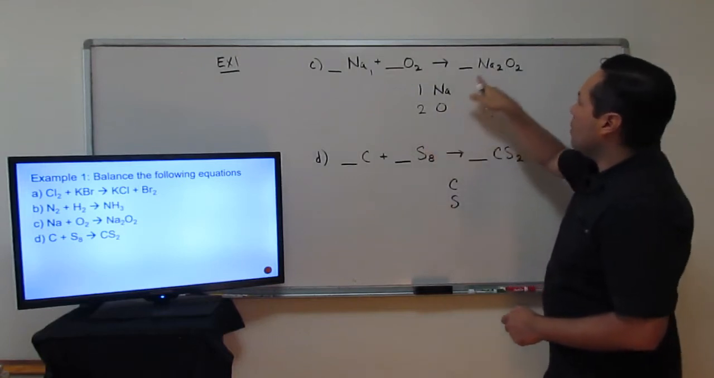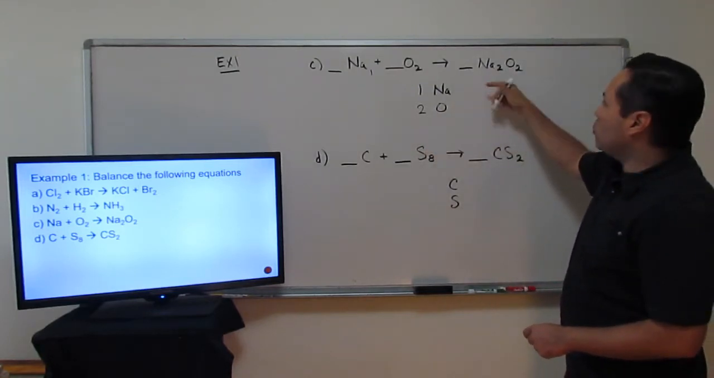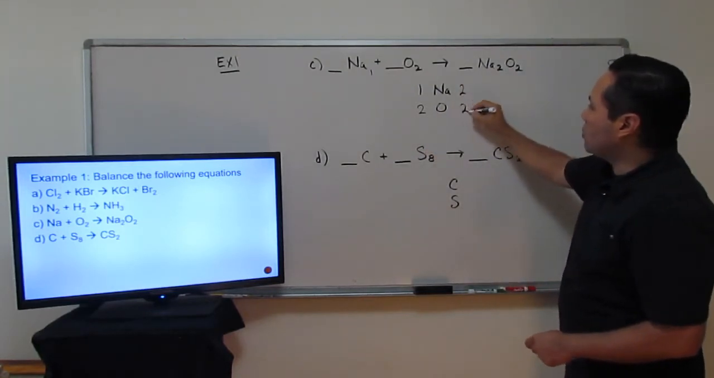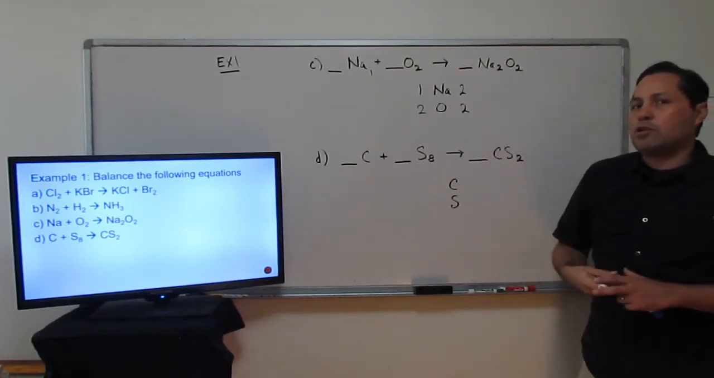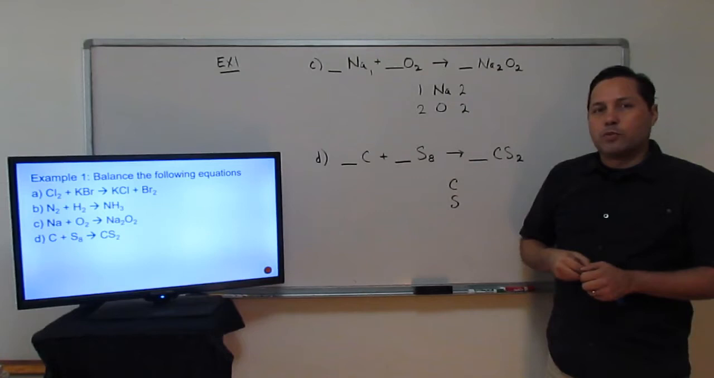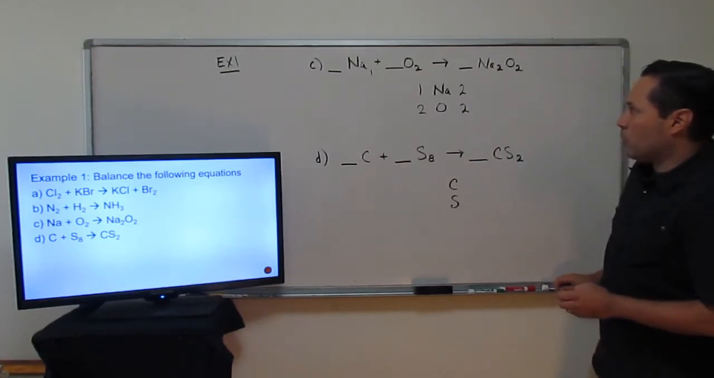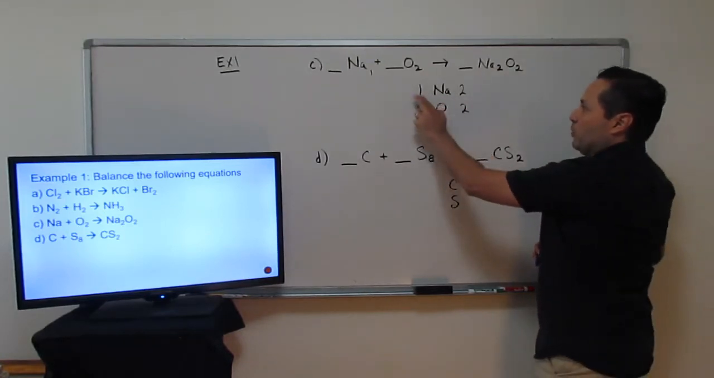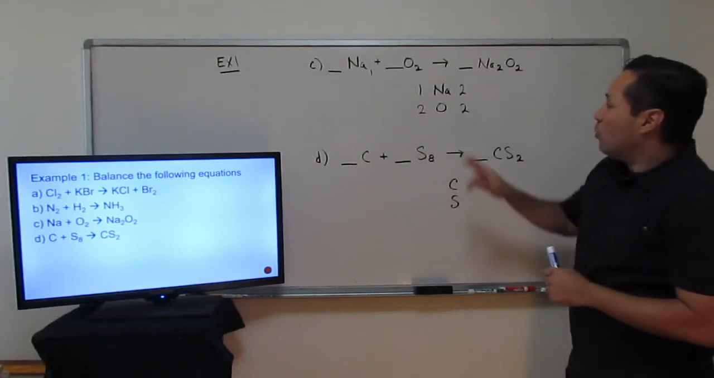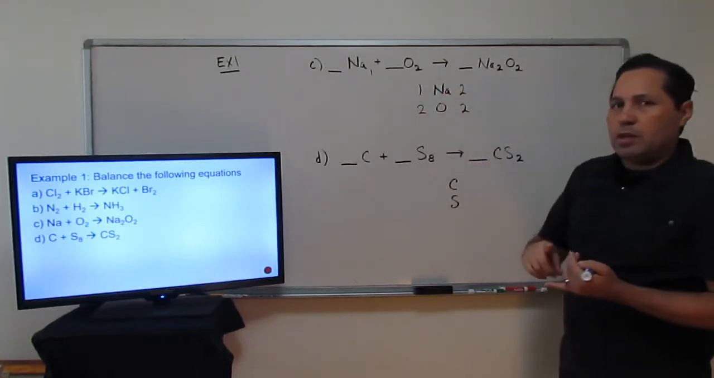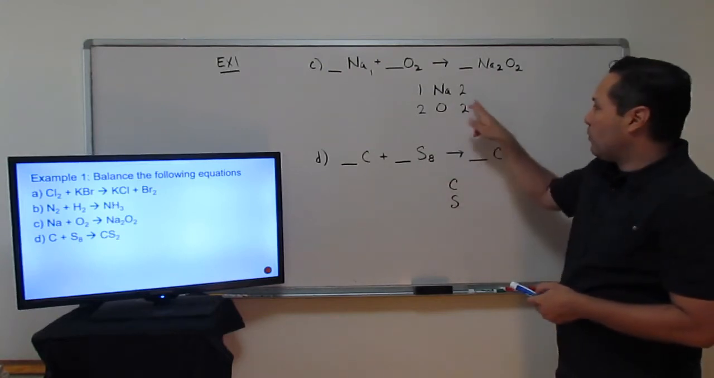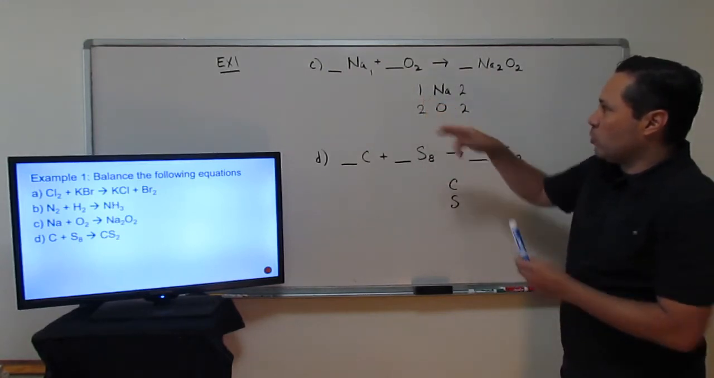So I write it down. Over on the product side, we got 2 sodiums and 2 oxygens. Alright, so for this problem, the oxygens already matched. So we really only have to concern ourselves with sodium. So I'm going to look at sodium, and you look at the smaller number, and you ask yourself, what could I multiply this 1 by so it equals a 2? The answer would be, if I multiply 1 times 2, that will give me 2. I should multiply the sodium by 2.